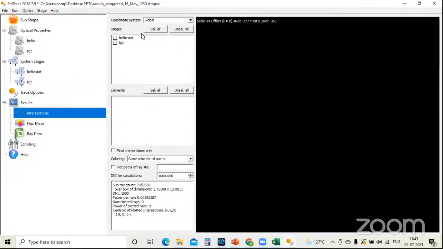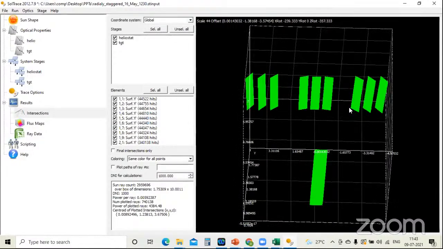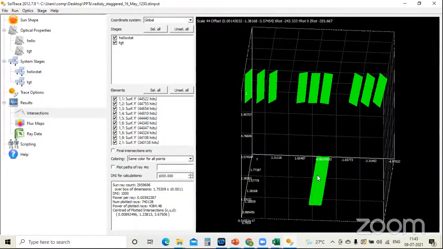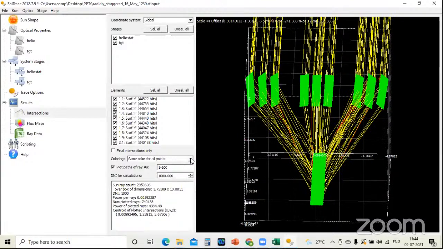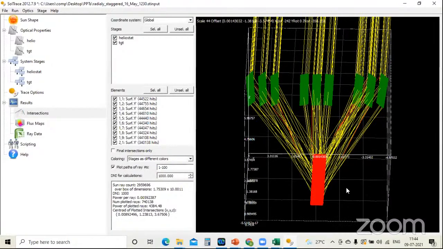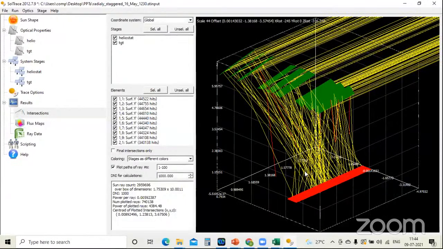You can see here the intersection. This is the position of the heliostat and this is the receiver. We can also plot the rays. Now you can see that these are the mirrors on which the solar radiation is falling and it gets reflected onto the receiver. On the receiver, the radiation that is reflected is falling.